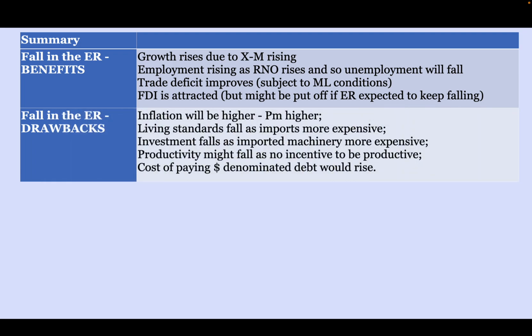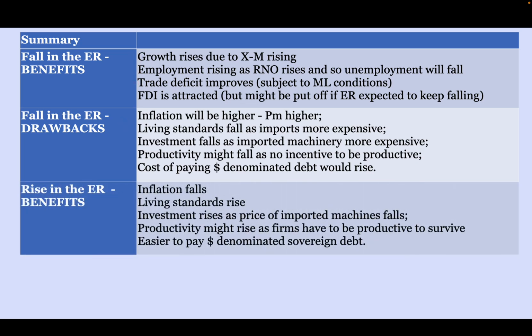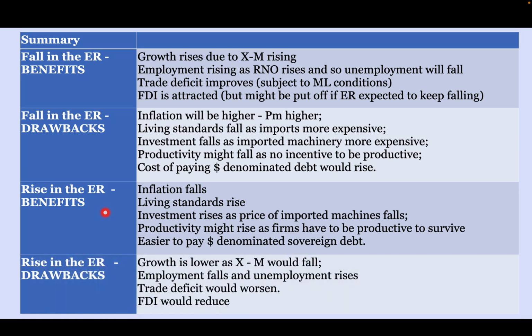Okay. What are the drawbacks? Inflation. Prices of imports higher leads to inflation. Living standards are going to fall. Imports are more expensive. Investment might fall. The imported machinery could be more expensive. Productivity might fall because you don't need to become productive. You're going to be let off the hook with a falling exchange rate all the time. And the cost of paying that dollar-denominated debt is going to rise. So if there's a fall in the pound, you've got some benefits, you've got some drawbacks. Both are going to be reversed if you have a rise in the exchange rate.